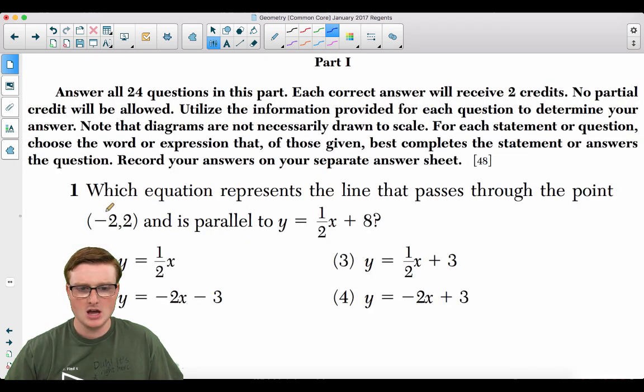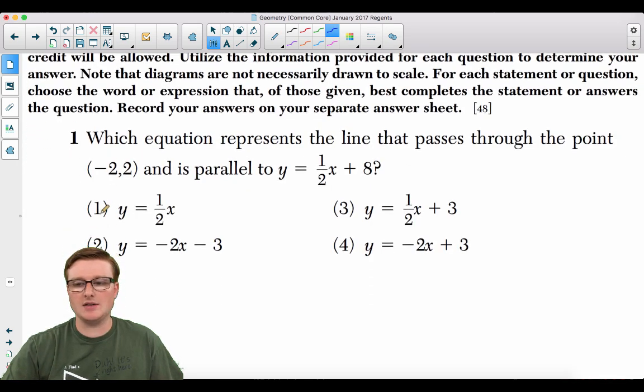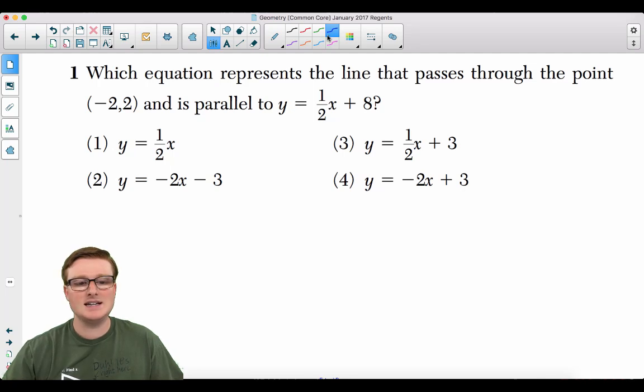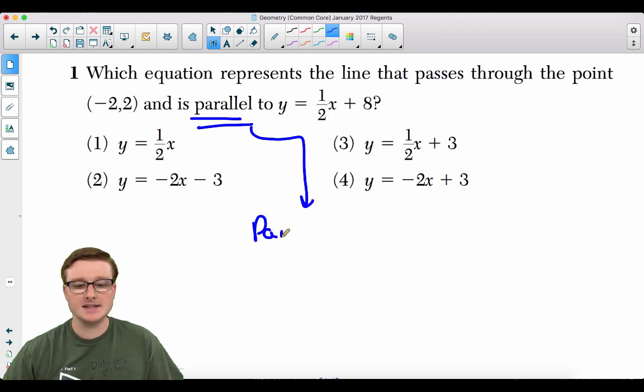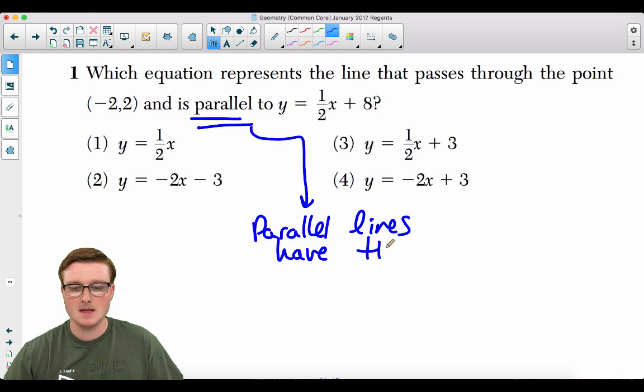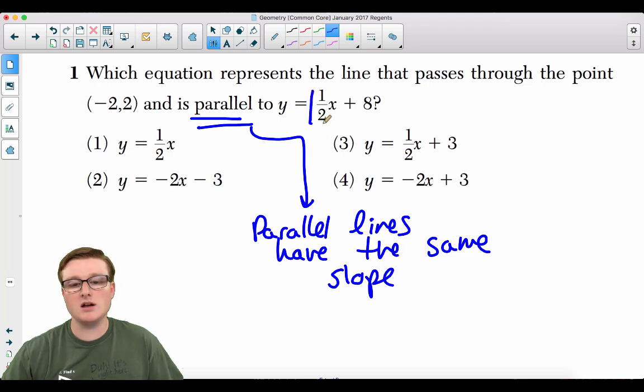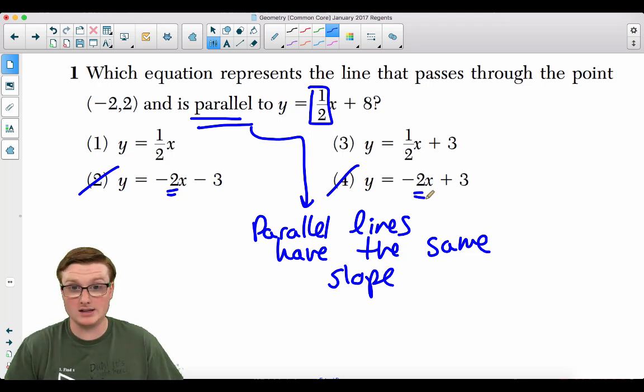All right, question 1. Which equation represents the line that passes through the point -2, 2 and is parallel to this line? The one thing that you need to remember is that parallel lines have the same slope. So if parallel lines have the same slope, then we know that our slope of our new line has to be 1/2. If you look at choices 2 and 4, those are completely wrong because the slopes are negative reciprocals. Those are perpendicular lines.